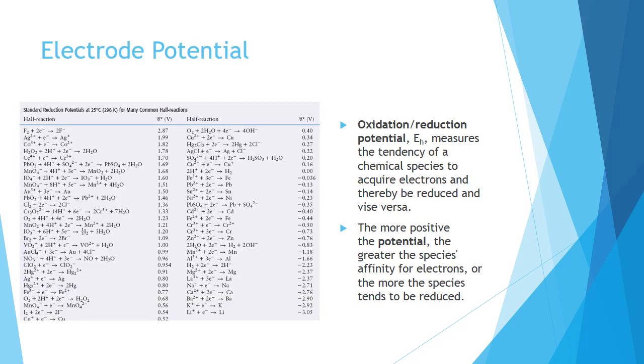The next property that we are going to discuss is the electrode potential. Electrode potential refers to the oxidation or reduction affinity of a substance. It measures the tendency of a chemical species to acquire electrons and thereby be reduced, and vice versa. The more positive the potential, the greater the species' affinity for electrons, or the more the species tends to be reduced. Here we can easily see that the highest reduction potential is obtained for fluorine.